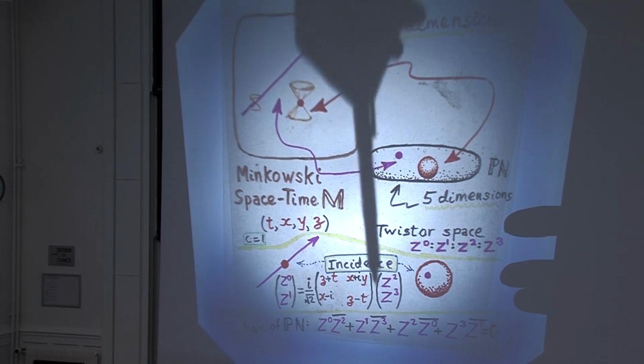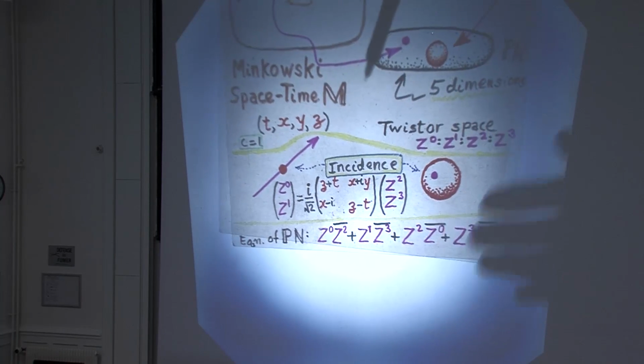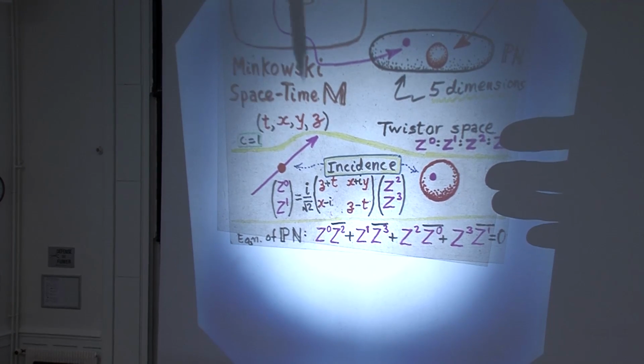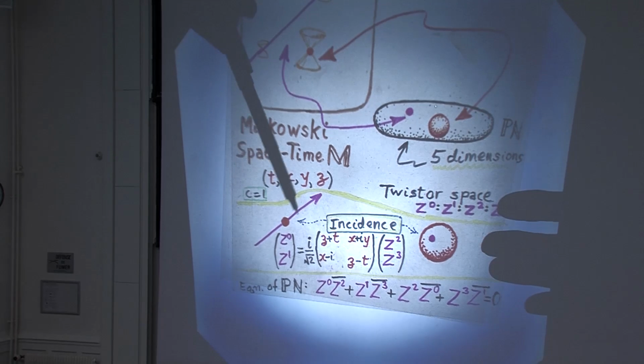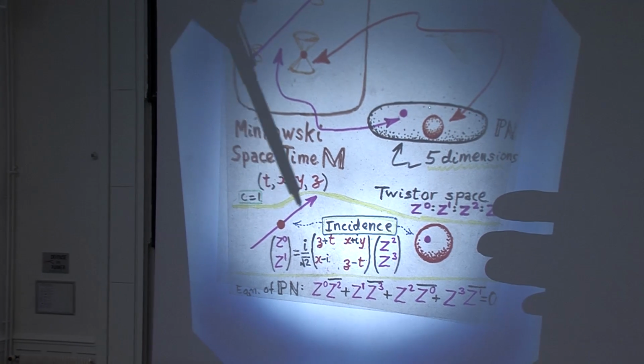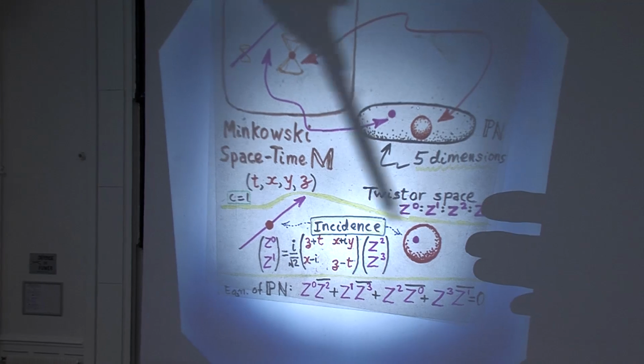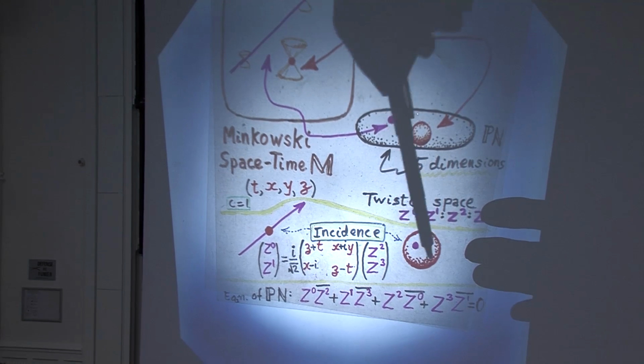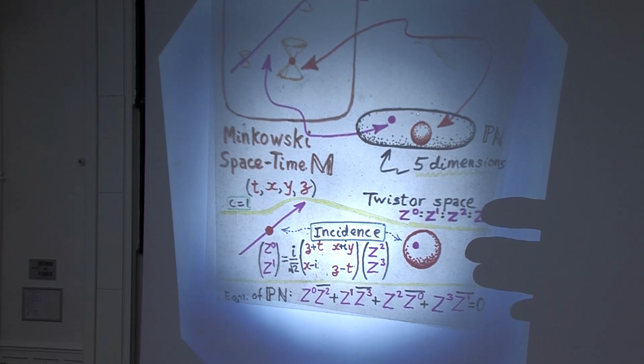That equation there represents what I call incidence. Incidence is represented geometrically in the top picture as the twistor representing the light ray going through the point, and in the other as the point lying on the Riemann sphere. So that's the incidence relation.